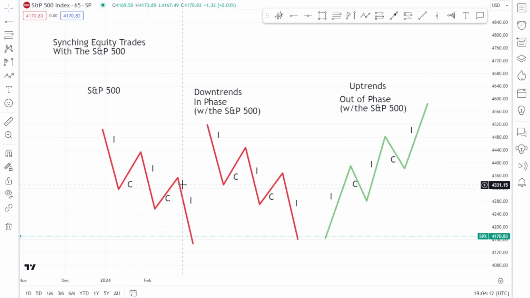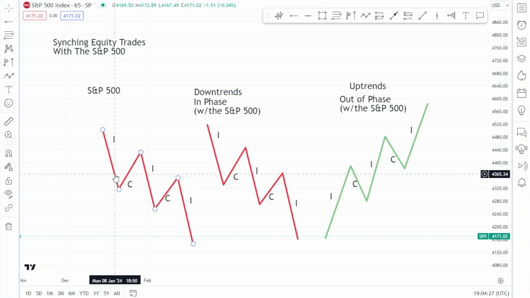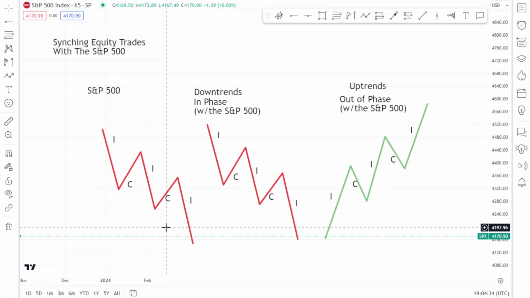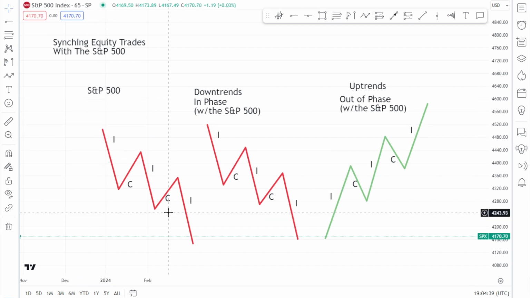I got this diagram, this picture up here, and the secret, for me at least, to doing this the right way is to understand the trend structure and understand the impulse and corrective elements of that structure. Okay, so first, let's imagine, and I'm just showing a downtrend in the S&P because we're currently in a downtrend in the S&P. The S&P is the main read. That's your main focus. The equity trade is secondary to what the index is doing.